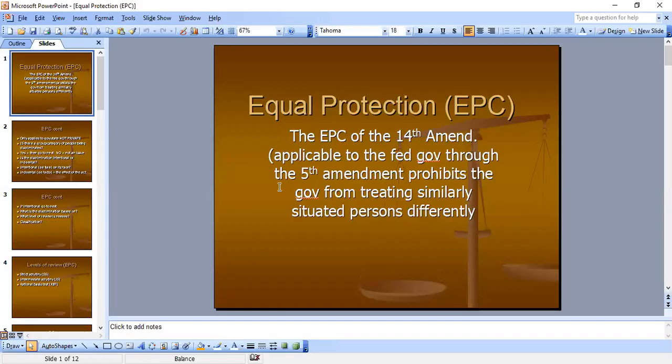Hello everyone, I'm back to do a quick video on equal protection for my con law portion of the bar exam. Equal protection, let's get started, and I have a little flow chart too for this one.